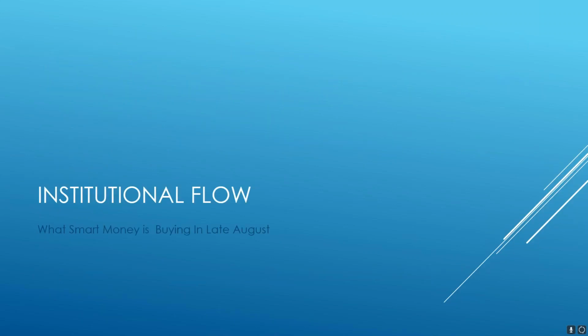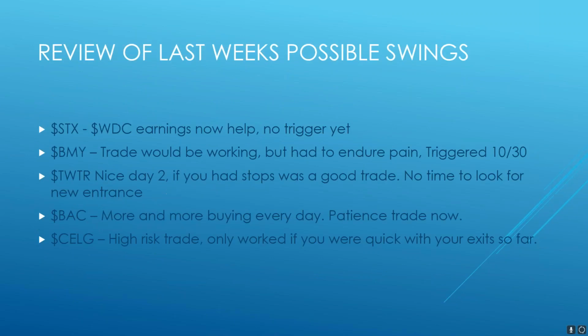All right, on to institutional flow, and we're going to go into deciphering some of this stuff. So last week we talked about STX. All that call buying, I think it was November 24, 39 calls. Earnings didn't help. There's been no trigger in that yet, no reason to get involved. BMI, remember I brought that one up to you. That trade would be working here. You'd be profitable, but you had to endure some pain, and it really didn't trigger until 10:30. So it got one more down day before it went.